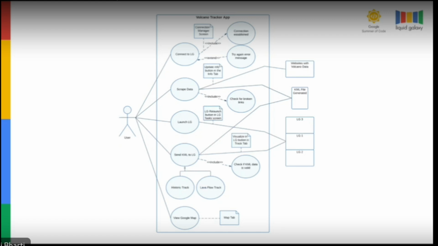The next is also a very important one, the UML use case diagram. So this is another UML diagram. It shows that, yeah, I'm going to connect to my Liquid Galaxy rig, I'm going to scrape some data, I'm going to launch my Liquid Galaxy rig, I'm going to send some KML, and this is everything similar or on similar lines to what you can do on the web.